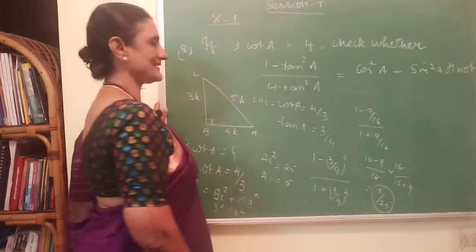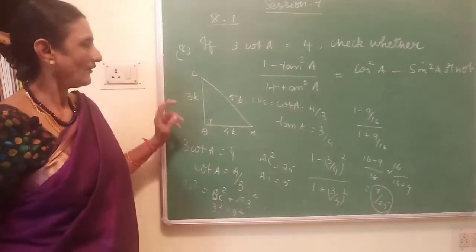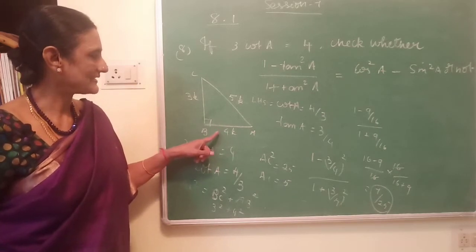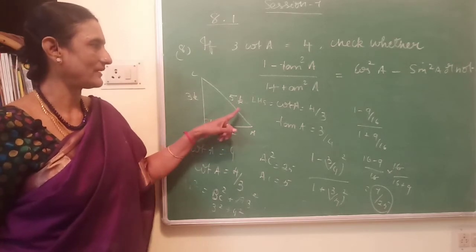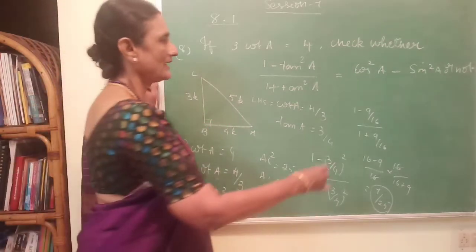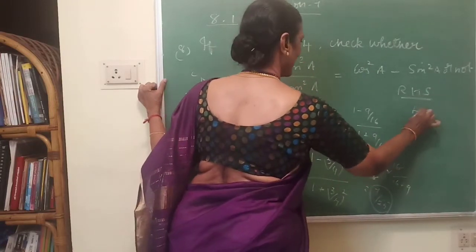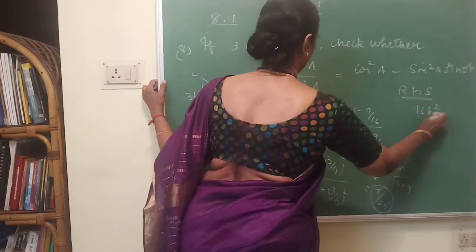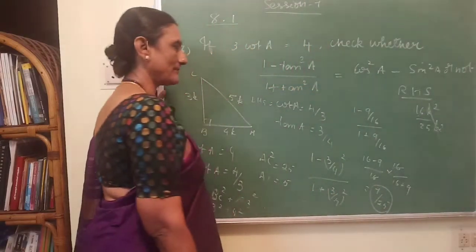Now coming to the RHS. RHS is cos square A minus sin square A. What is cos square A minus sin square A here? We can take cos square as 4 by 5, or 4k divided by 5k, whose square is 16k square divided by 25k square. So, I will write RHS: cos square A is adjacent divided by hypotenuse. So, 16k square divided by 25k square. So, k square cancels. So, 16 by 25.